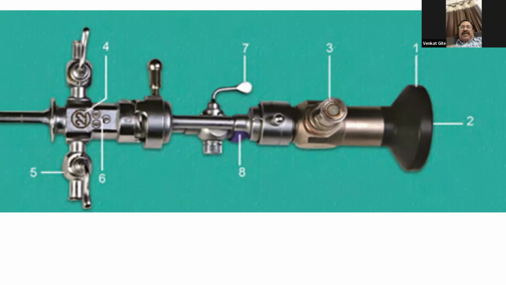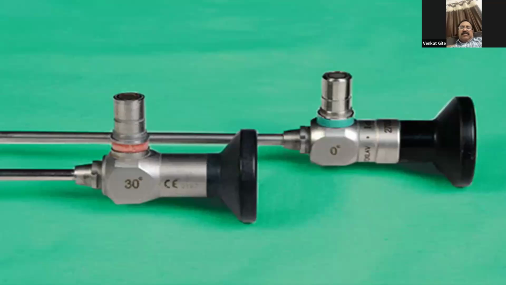So, put up the picture of the next telescope. Yes, describe. Green one is a 0-degree telescope, and that orange one is a 30-degree telescope, sir.